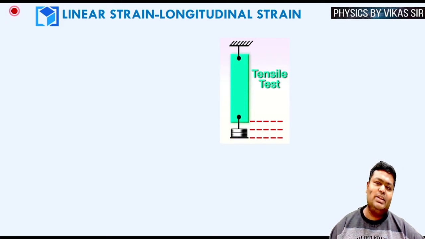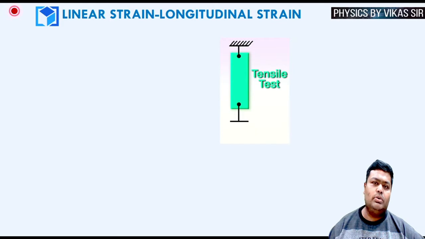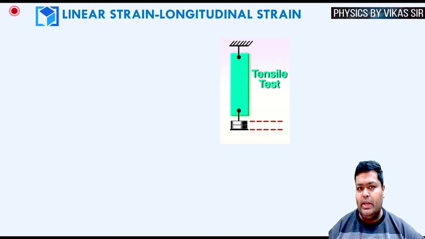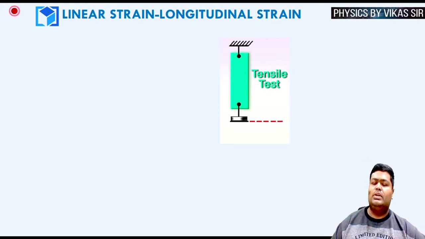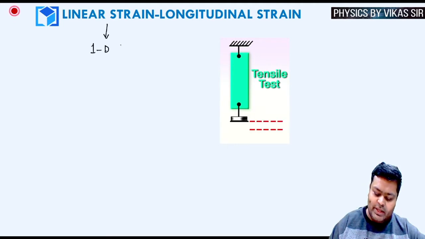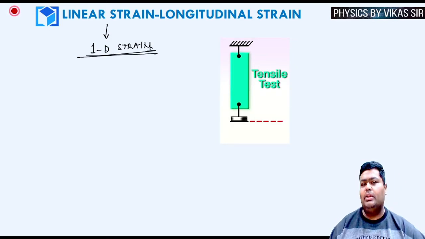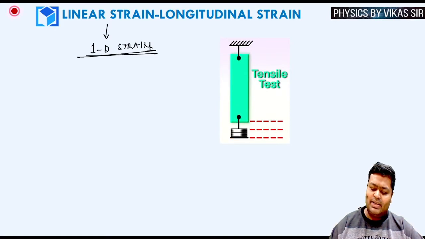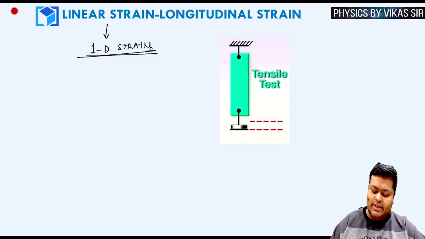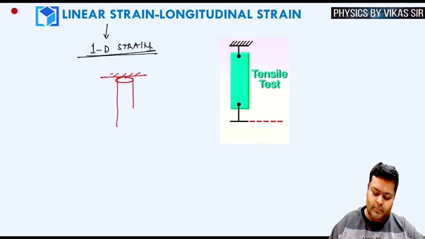Now, the linear strain is further split into two kinds of strain. The first one which I'm going to discuss with you is longitudinal strain. Now, what is a longitudinal strain? The linear strain is known as a 1D strain. That means the changes which we are watching are in one dimension only. So to understand that, let's take an example. Suppose we have a wire which is suspended from a support.